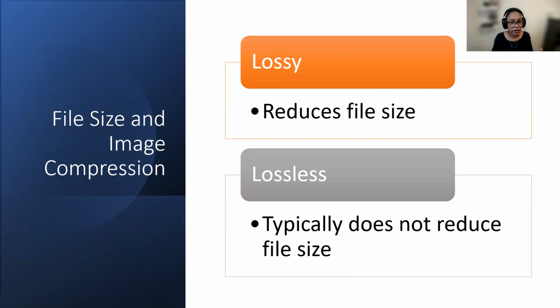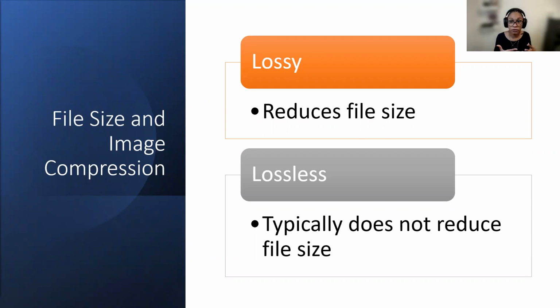Because digital image files can be very large and take up a lot of hard drive space, a lot of file formats actually use compression to reduce the file size. And there are two main types of file compression. One is lossy, and this type of compression removes some of the information from the image and lowers the overall quality to reduce the file size.